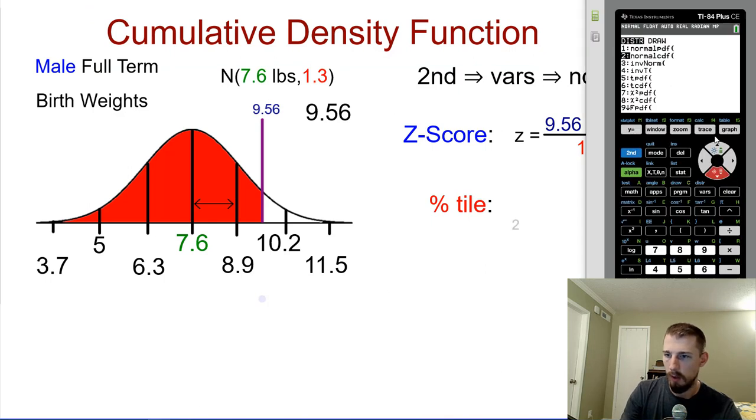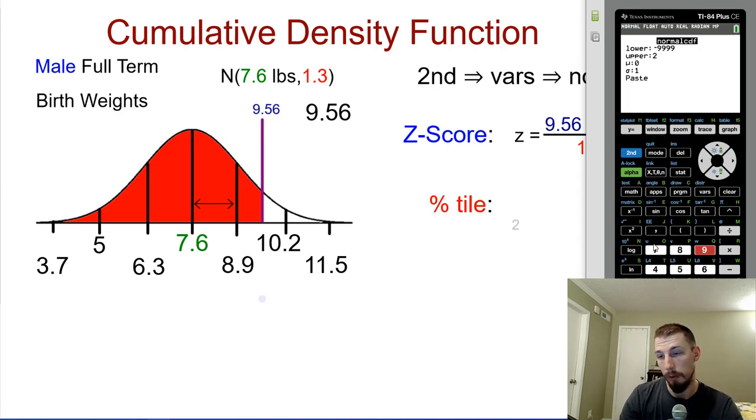Alright, so normal CDF, the lower bound. We want to find the area under the curve. Our lower bound, we could just say 0, right? Because we're not going to have anyone with a birth weight less than 0. But the default that you're going to see on your calculator is going to be negative 999 or 9 times 10 to the 10th power or whatever.